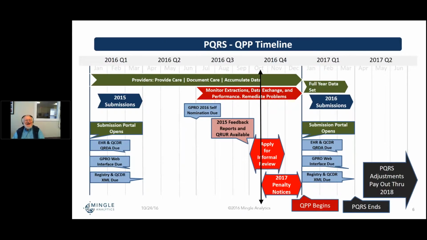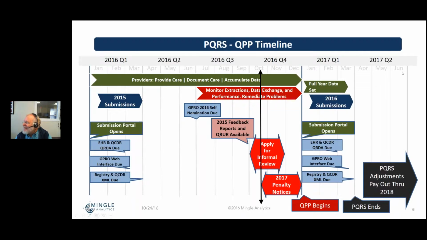So let's look at the timeline. It's a relatively busy slide, but it'll show you where you are. We are at that black vertical line here toward the end of October. We finished our submissions by March 31st of the year with various due dates for the various specific mechanisms. We're already past your GPRO self-nomination due date of June 30th. You are heavily into the year collecting your data for the 2016 performance year or reporting year.